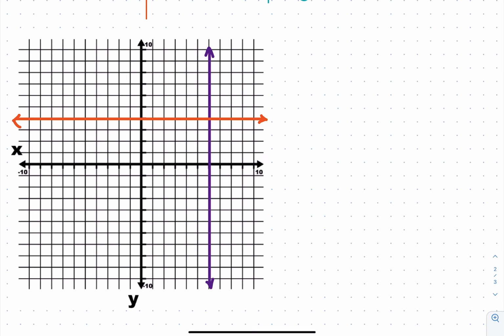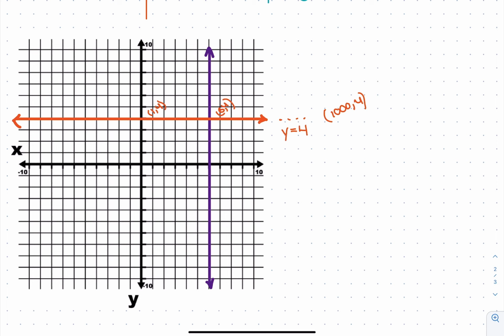I could label every single point. I could do this one. This is 1, 4. I could do this one. This one's 6, 4. I could do a point all the way at the end. It could be 1,000, and it's still going to be 4. So the equation of this line is actually y equals 4. And I know that because no matter what I do, y is going to be equal to 4.